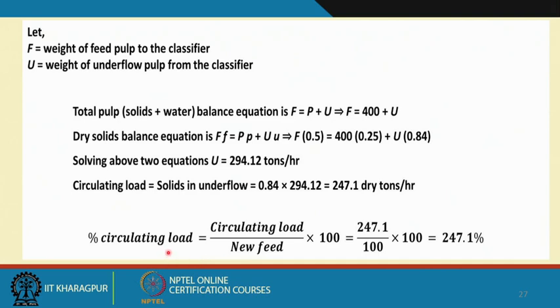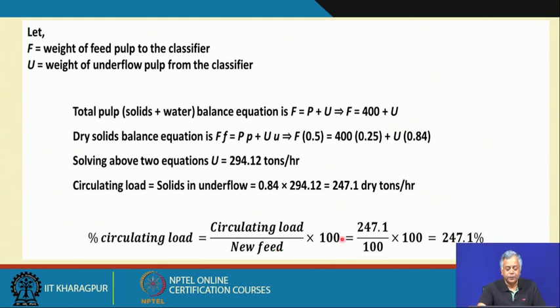So, percentage circulating load is equal to circulating load divided by new feed, into 100. What is the circulating load? It is 247.1 divided by new feed, 100, into 100. So it will give you 247.1%.